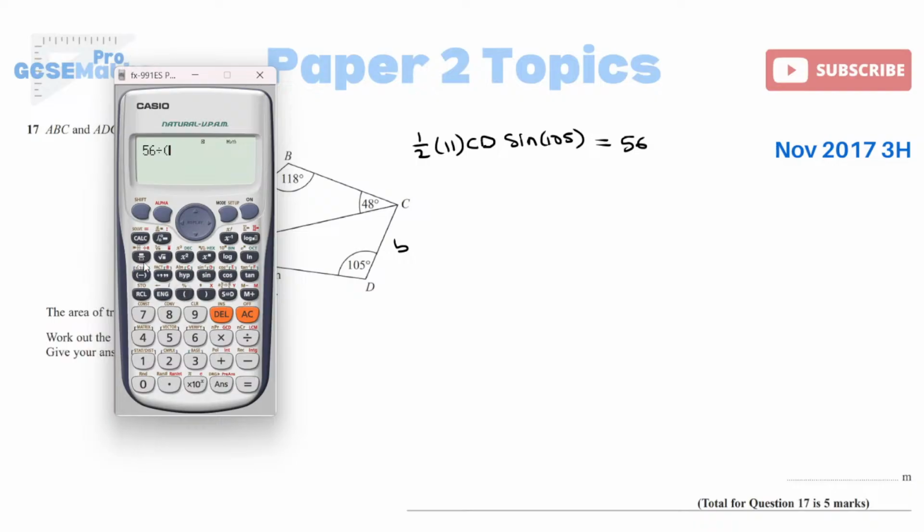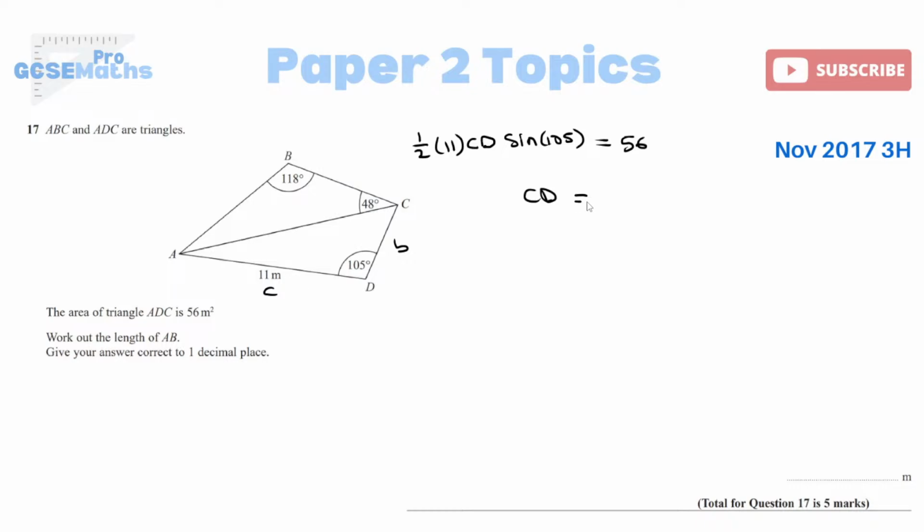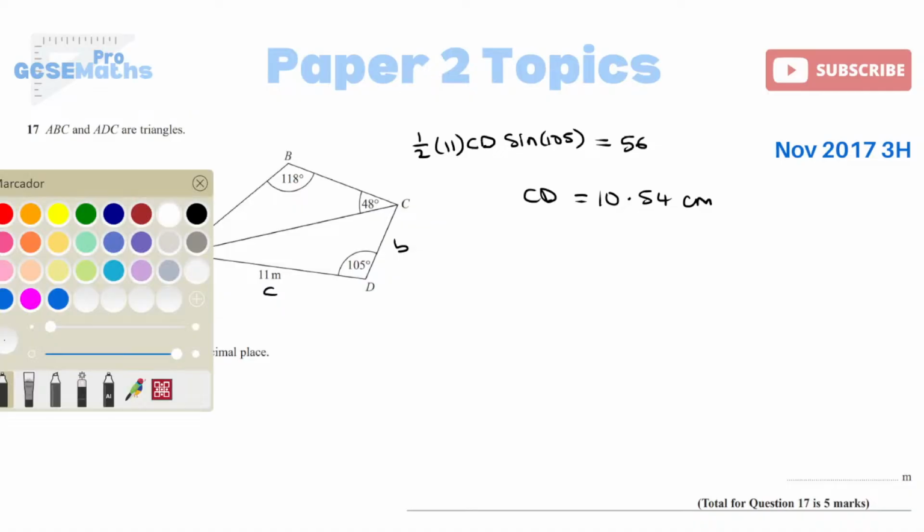Divided by everything that I want to move across. I want to move the half across, I want to move the 11 across, and I want to move the sine 105 across. You can do it all in one step, as I said, or separately. It's up to you. But that immediately gives me CD is 10.54, because I just did it in one step. 10.54, obviously dot, dot, dot. So that's this one here.